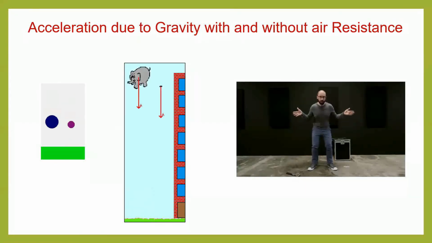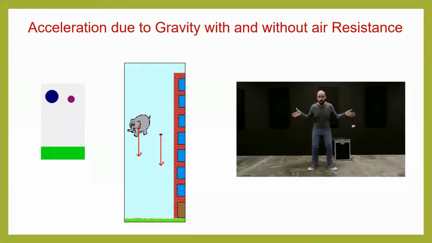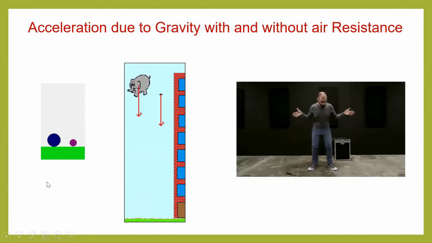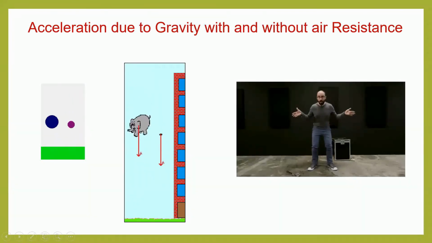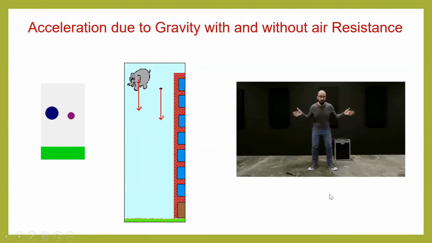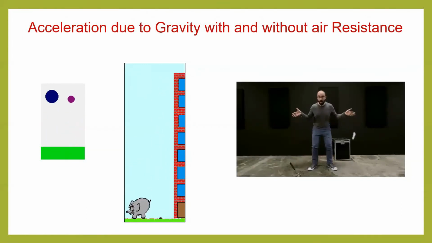Finally, we are going to see the relationship for the acceleration due to gravity with and without air resistance. If you look at this diagram on the left, both balls fall at the same time. In the second diagram, an object and an elephant are also falling with the same acceleration. But in the diagram on the right, there's an air resistance acting on them. That's the reason the hammer reaches the ground earlier as compared to the feather.